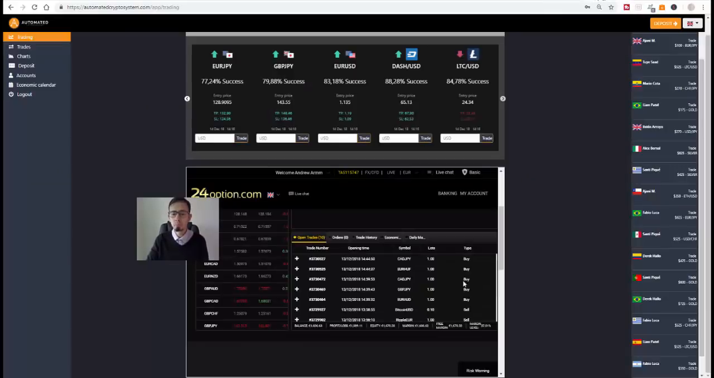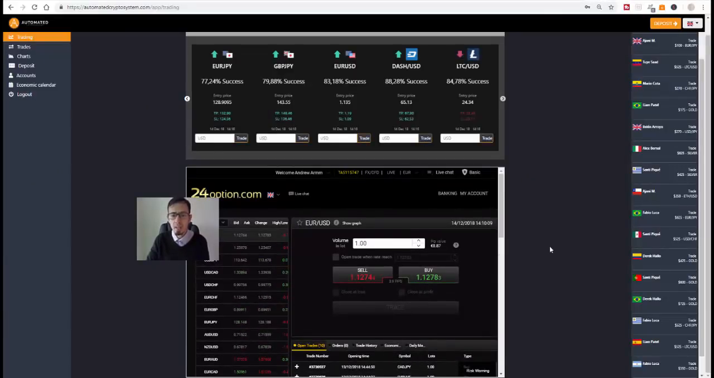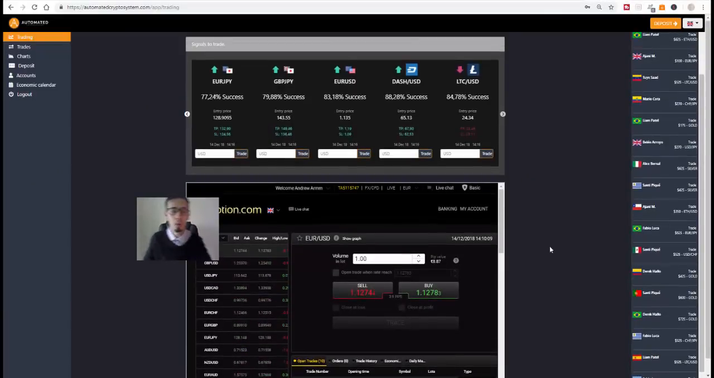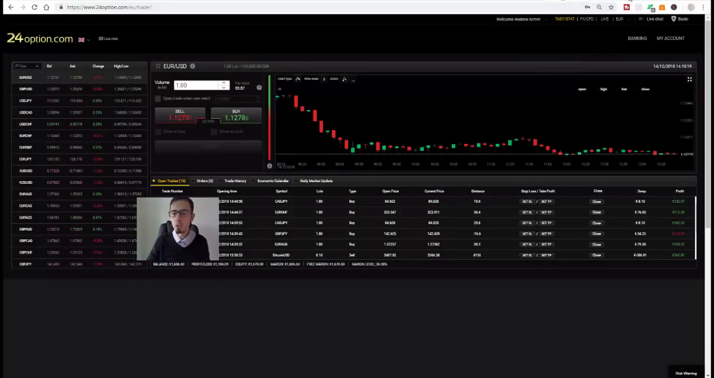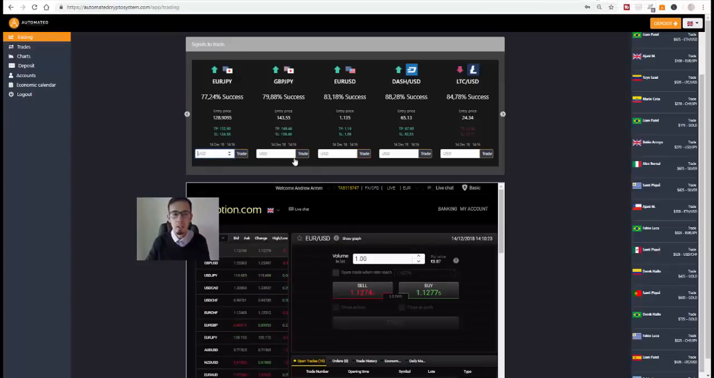So let's talk about how to place these trades. You have 2 options. One option is here, to place the trade manually. So here you simply add how much you want to trade, how much you want to invest for a trade.